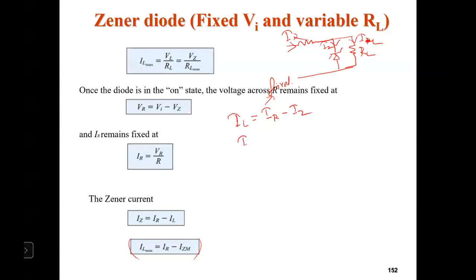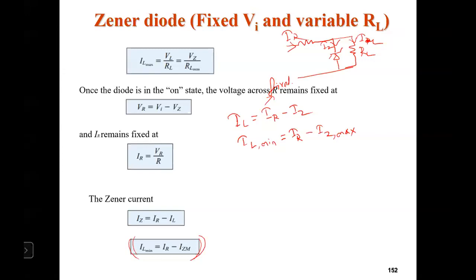If I want to find IL minimum, that will obviously be IR minus the maximum value of IZ. Yes or no? I want the minimum value of IL. IR is fixed, so the other quantity has to be maximum. That's why your formula is IL min equals IR minus IZ max. IZ max will be given to you most of the time in the specification of this Zener diode.